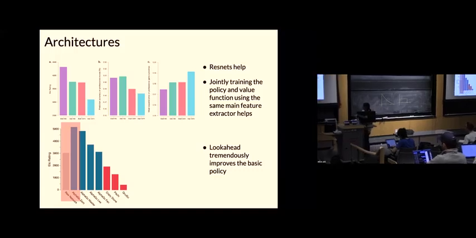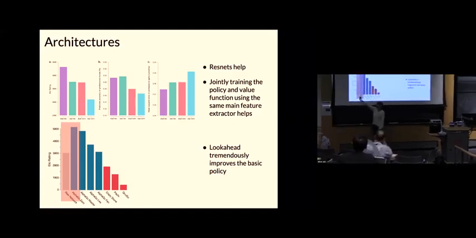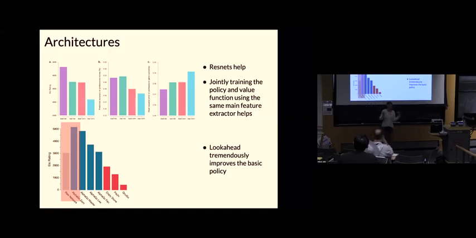Here is the rollout network. So this is AlphaGo. Look ahead tremendously improves over the basic policy. The rollout network is this pi theta that we used to guide the search. So this is our policy. This is the policy when you endow it into the planning procedure. Much, much better performance in these strategic domains.